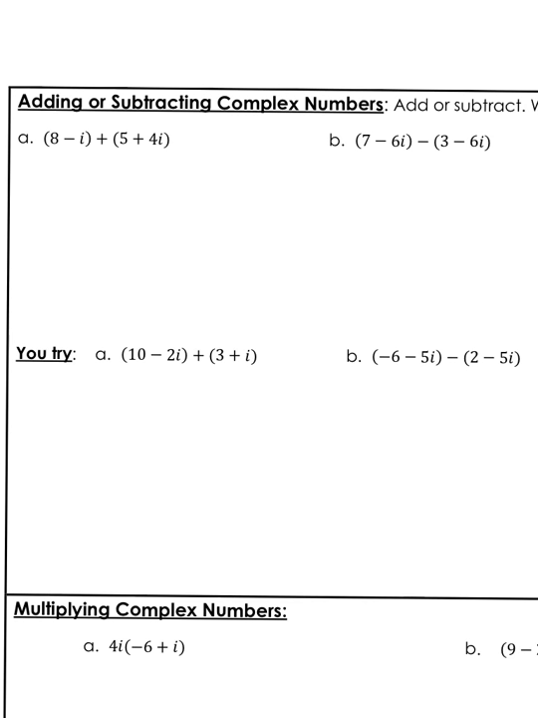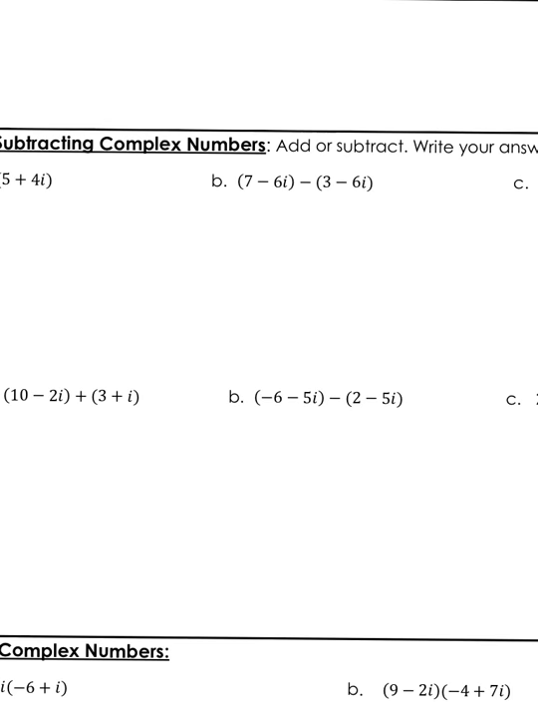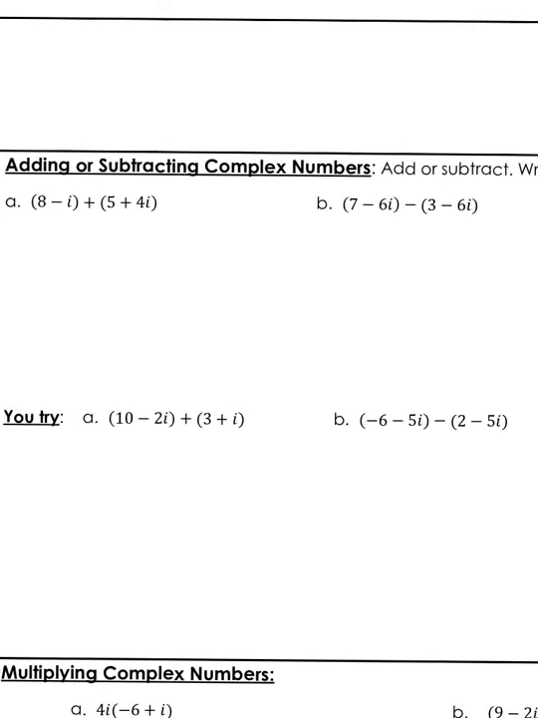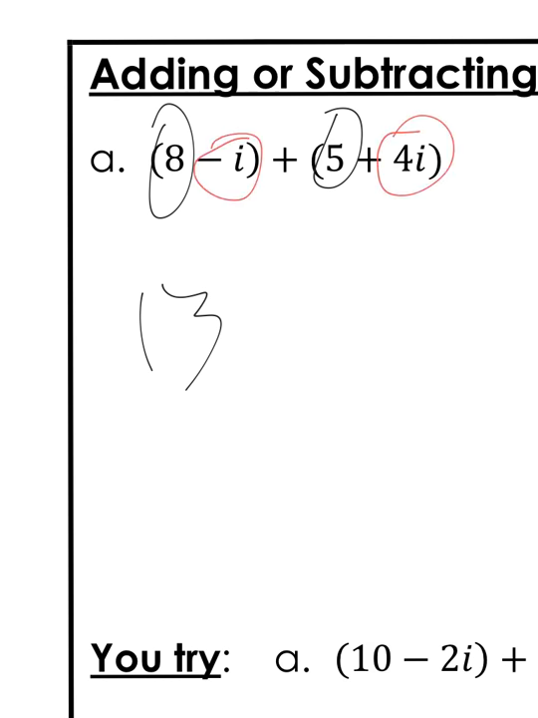Alright, let's talk about adding and subtracting complex numbers. The idea of it is actually pretty basic in that you treat the i as if it were a variable like an x, and so you just add and subtract like terms. I didn't make it too complicated here, but when it says write your answer in standard form, just put the number that's not the i first. That's pretty much it. So, look. What's 8 plus 5? 13. What's negative i plus 4i? That would be 3i. So I'm going to say plus 3i. That's all there is to it.